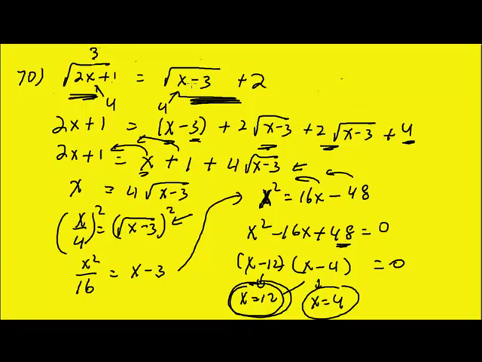Okay, when I put 4 in, 4 minus 3 is 1, square root of 1 is 1, 1 plus 2 is 3, so both of them work, we keep both of them. Okay, so that brings us to the next problem. We've seen this problem before.